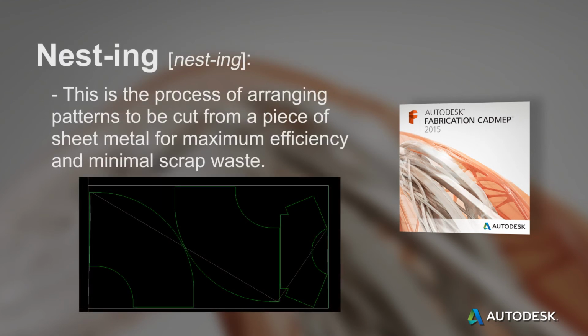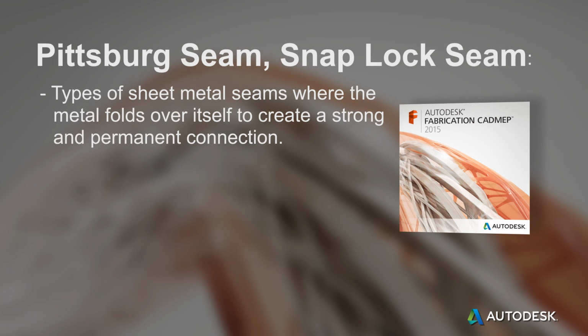Nesting. This is the process of arranging patterns to be cut from a piece of sheet metal for maximum efficiency and minimal scrap waste. Pittsburgh seam and snaplock seam. These are types of sheet metal seams where the metal folds over itself to create a strong and permanent connection.